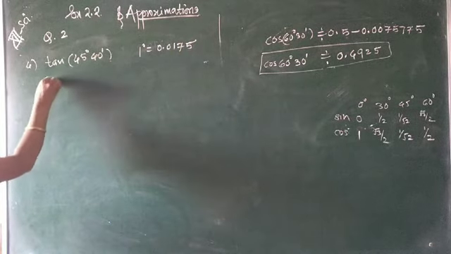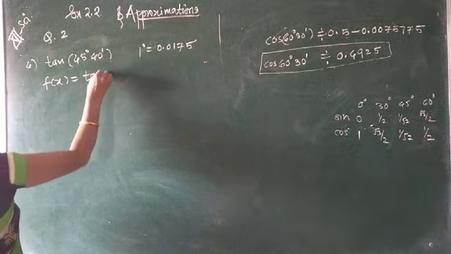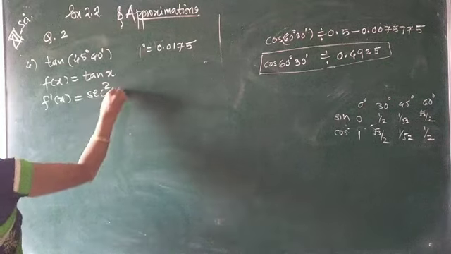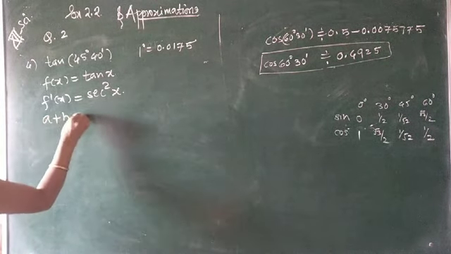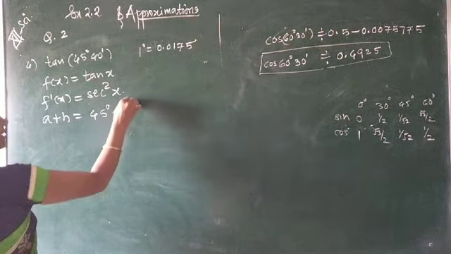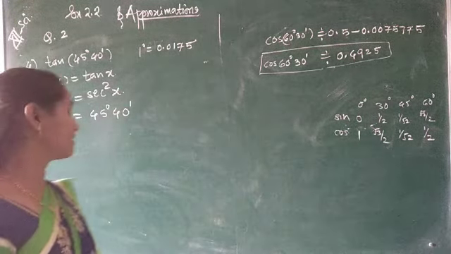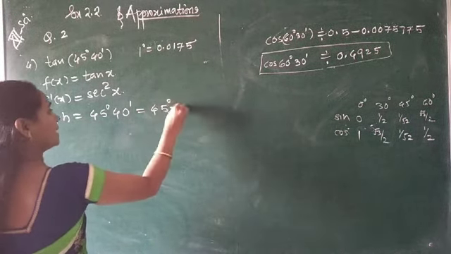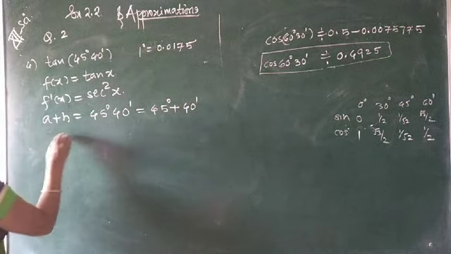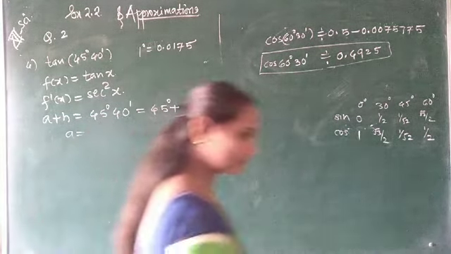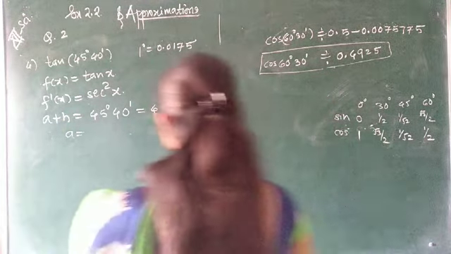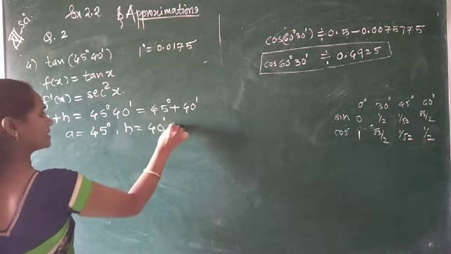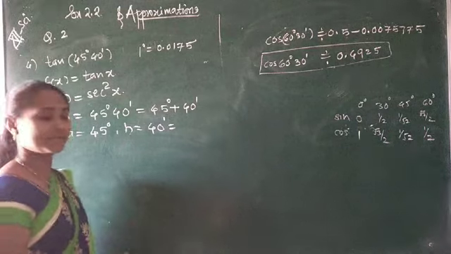Again write f of x is equal to tan x. Then f dash of x is sec square x, right? A plus h is 45 degree and 40 minutes. Again, we can't find directly the value of tan of 45 degree and 40 minutes. So we split this as 45 degree plus 40 minutes. Since the value of A is 45 degree and h is equal to 40 minutes.